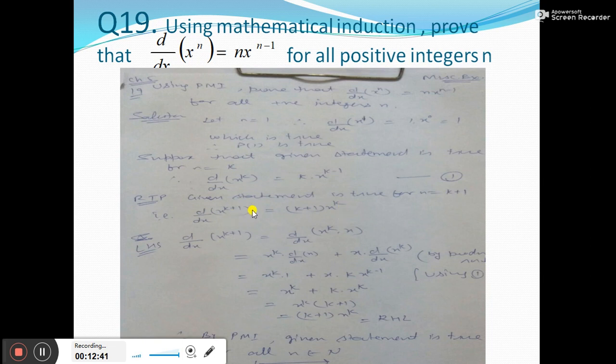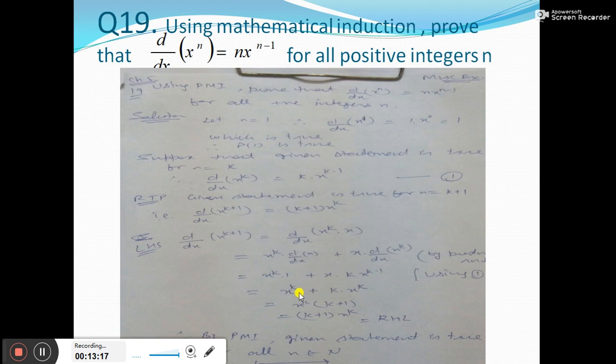And now to prove this, we have to consider this left hand side, derivative of x power k plus 1, we have to write x power k into x. And now we have to treat this as the product of two functions. Derivative of product of two functions: first function as it is, derivative of x, that is 1, plus second as it is into derivative of x power k. And then derivative of x is 1 and derivative of x power k, using this, k into x power k minus 1. Substitute the values.